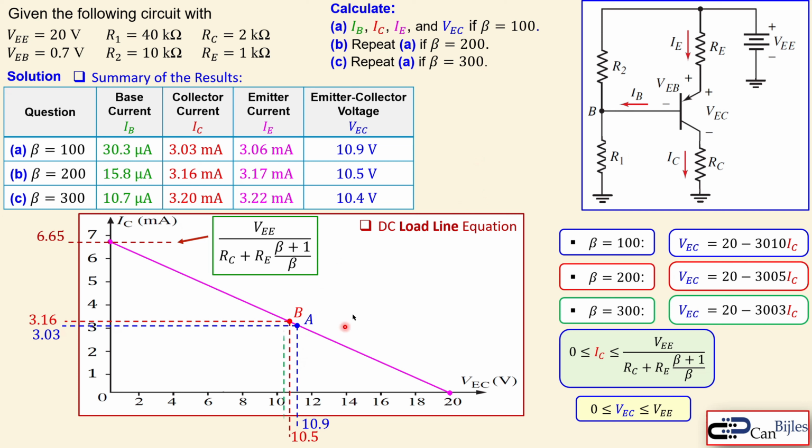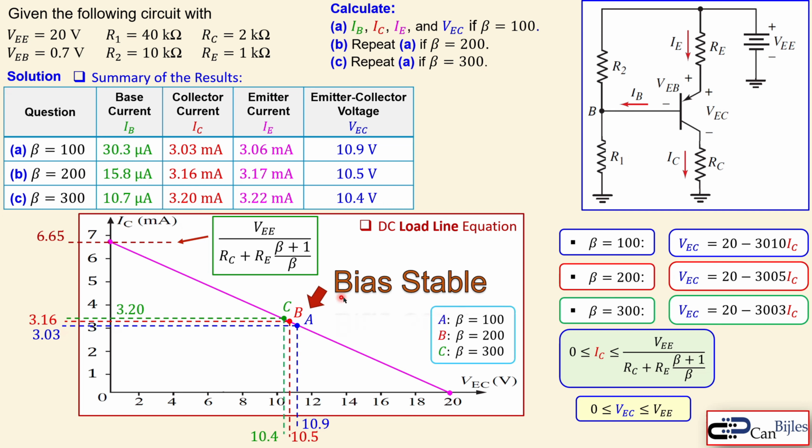Now moving on to the final one, which is the beta at 300. This new intersection here will give us 10.4, so a little bit to the left with the VEC, and also the current goes a little bit up, which is 3.10 milliamps. This is all shown here. And this is now the point C. So we see the operating points are really close to each other, despite the enormous change in our beta. Okay, now this is now called also the bistable.